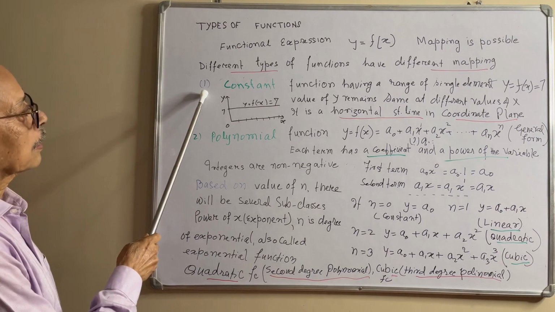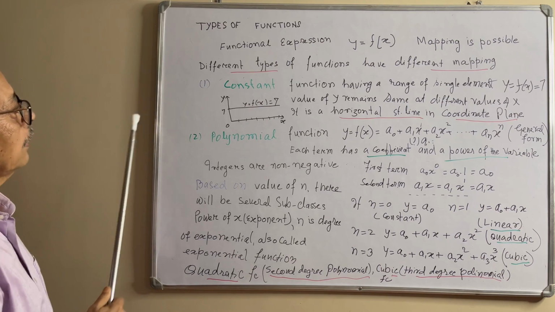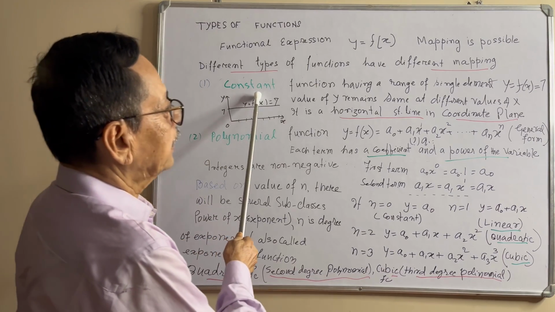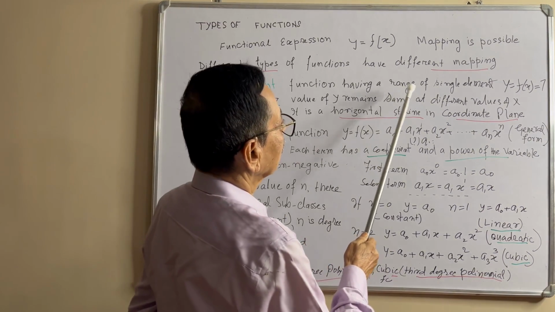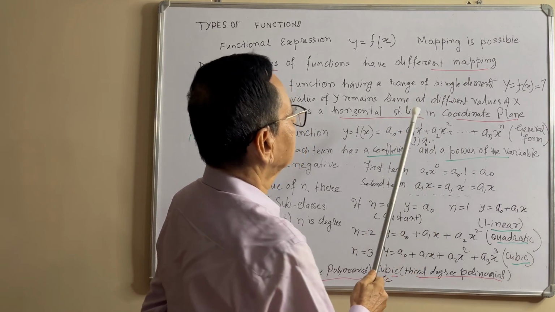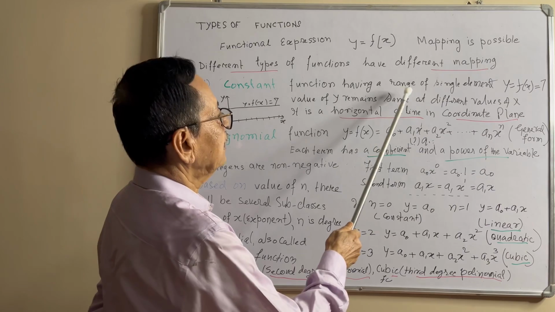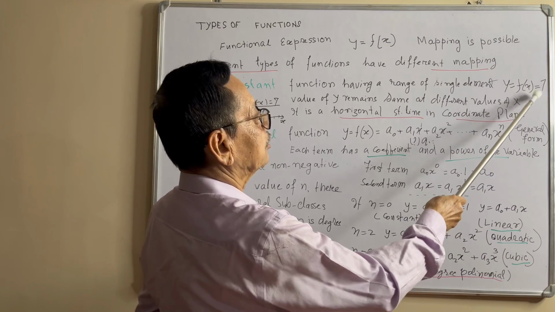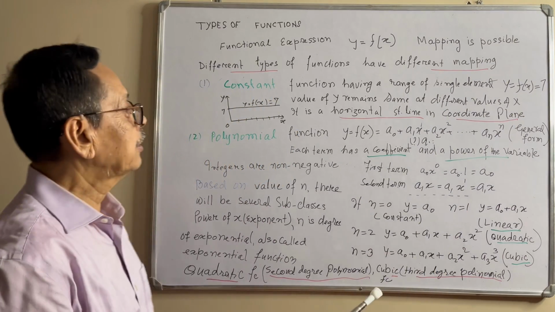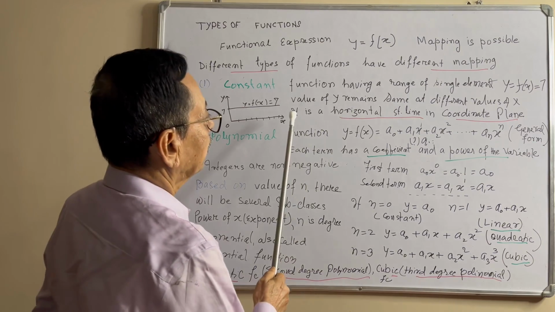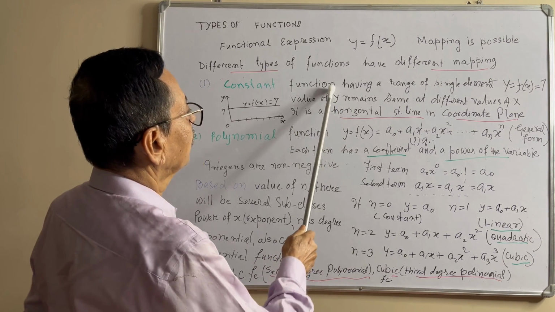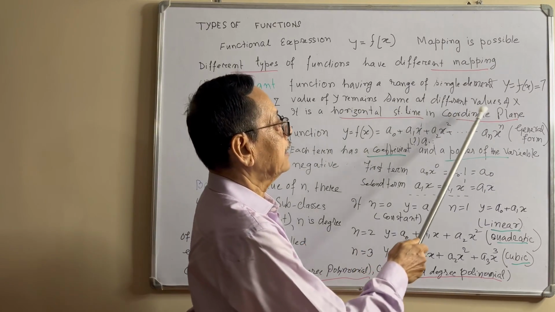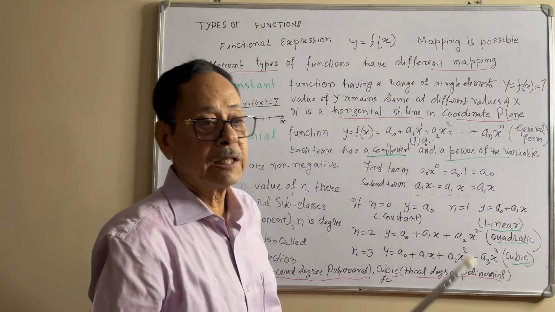Now number one is the constant function. It is called constant because it has a single element in the range. That means it has a range of a single element. So where y is a function of x is equal to 7 only. So the value of the dependent variable will remain the same at different values of x, that means the independent variable.